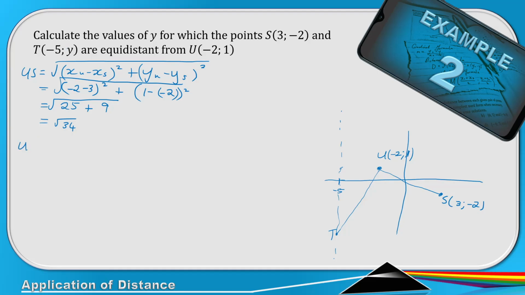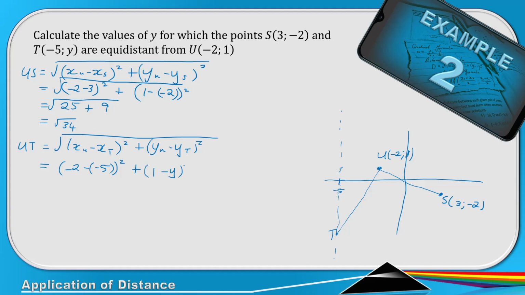So the distance formula, UT is equal to the square root of x of U minus x of T squared plus y of U minus y of T all squared. Okay, and then substitute it in. So x of U, so -2 minus -5, all squared, plus the y value of U, so 1 minus y, in terms of y.